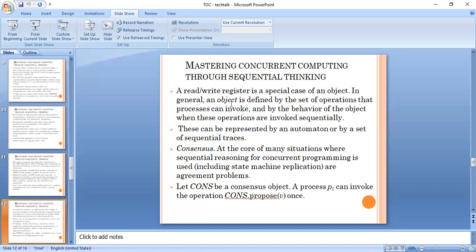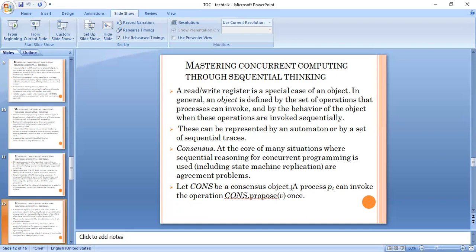In general, an object is defined by the set of operations that processes can invoke and by the behavior of the object when these operations are invoked sequentially. These can be represented by an automaton or by a set of sequential traces. Consensus is at the core of many situations where sequential reasoning or concurrent programming is used, including state machine replication or agreement problems.